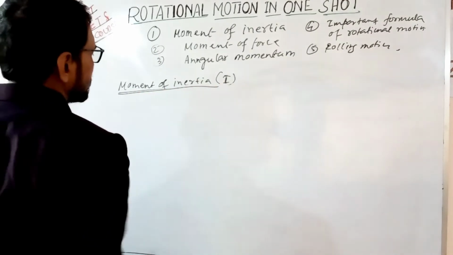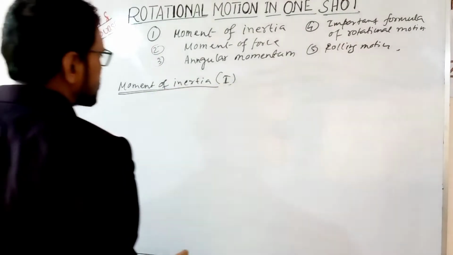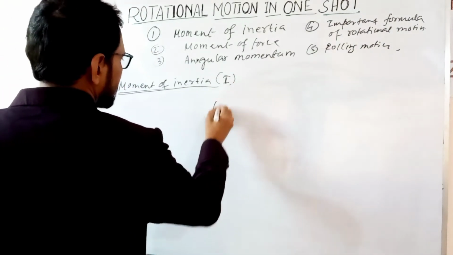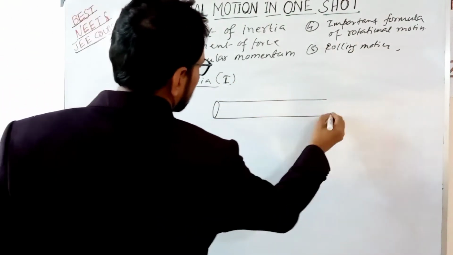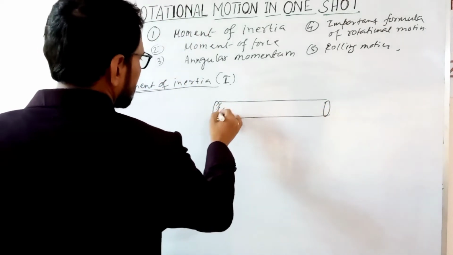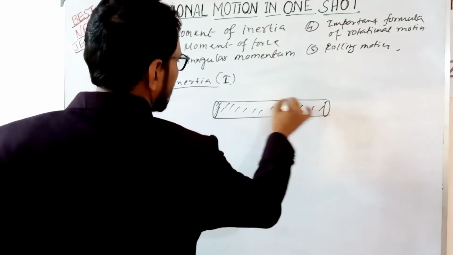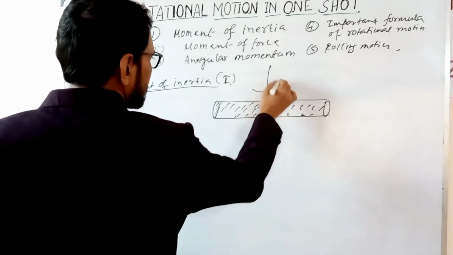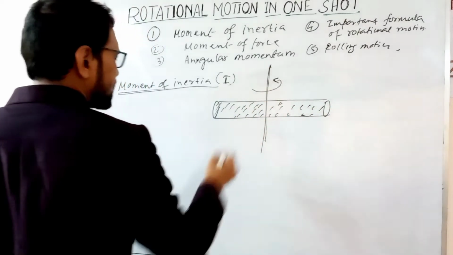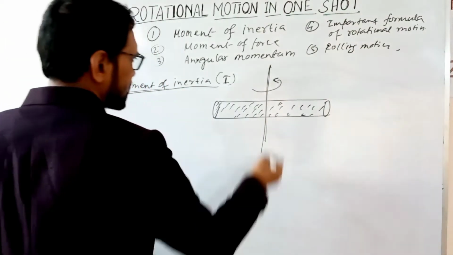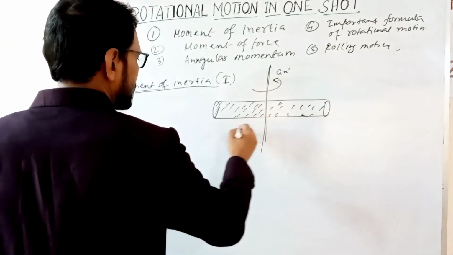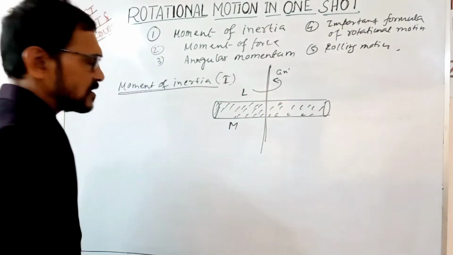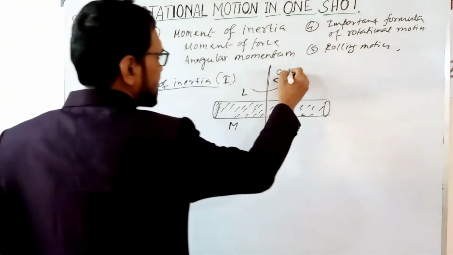Moment of inertia for a continuous mass system. Suppose this is a rod, and this rod is rotated about a vertical line; this is the axis of rotation. If the mass of the rod is m and length is l, what is the moment of inertia of the rod about this axis?